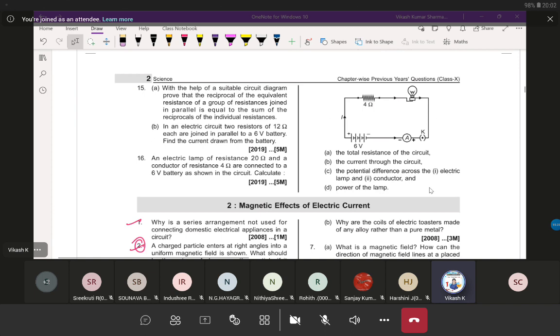Okay, solve this question. I think we have solved this question already, no? This question they have asked for 2019 for 5 marks. Try to solve this question, beta. Everyone fast. An electric lamp of resistance 20 ohm and a conductor of resistance 4 ohm are connected to a 6 volt battery as shown in the circuit. Calculate 1, 2, 3, 4. Just do it fast, everyone.